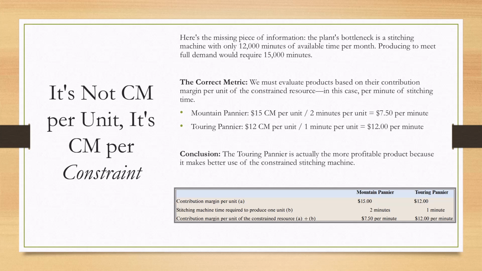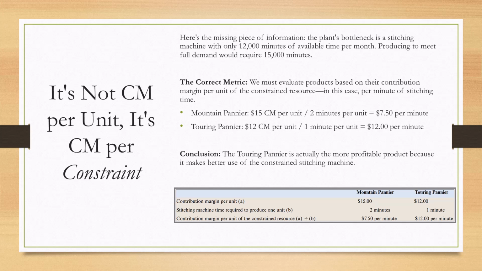To make the right decision, we need one more crucial piece of information. The plant's bottleneck is a stitching machine, and it has only 12,000 minutes of available time each month. However, producing enough of both products to meet full market demand would require 15,000 minutes. This confirms that the stitching machine is our constraint. Therefore, the correct metric for prioritizing products is not the contribution margin per unit, but the contribution margin per unit of the constrained resource, in this case, per minute of stitching time.